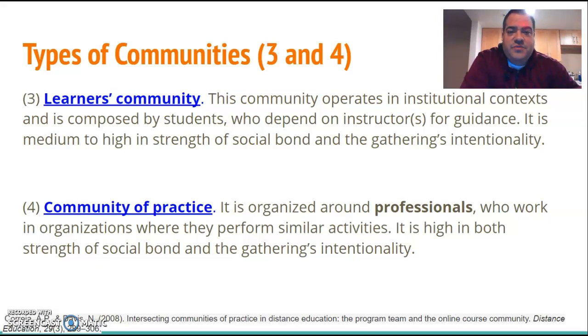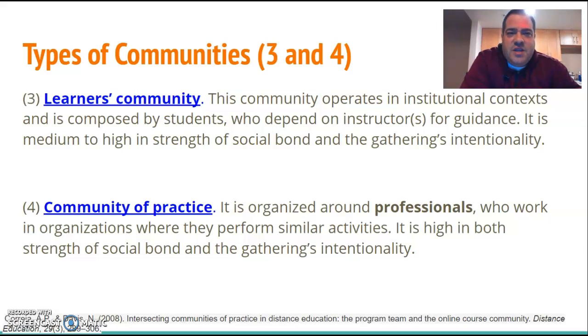These kinds of groups tend to have higher social bonds and connectivity, and greater levels of, I would say, intentionality when it comes to meeting together. So maybe they offer a monthly webinar or a quarterly session for their members to meet and share ideas, right?